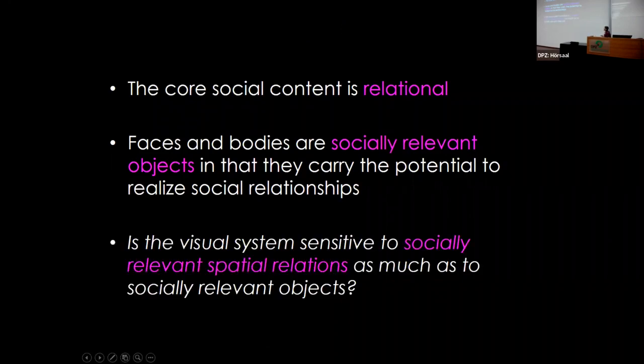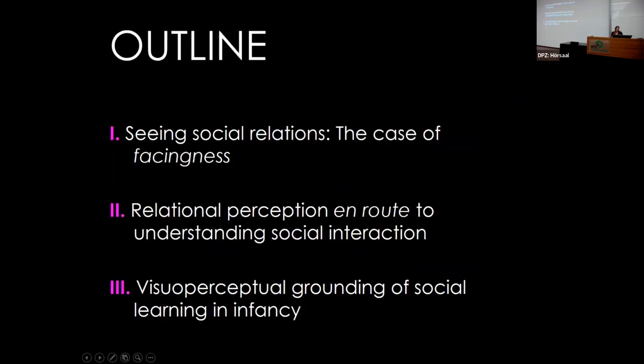So we asked a very simple question. Is the visual system sensitive to socially relevant spatial relations as much as it is to socially relevant objects, such as faces and bodies? So this is the outline of the talk.